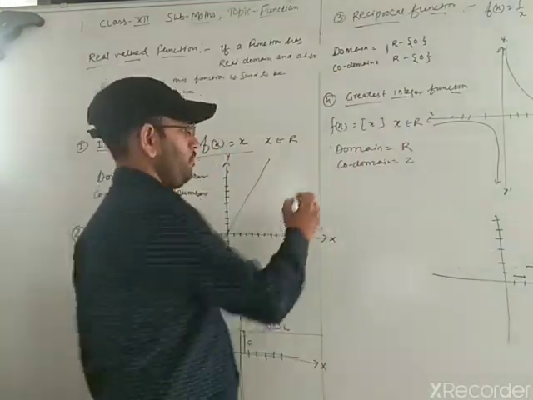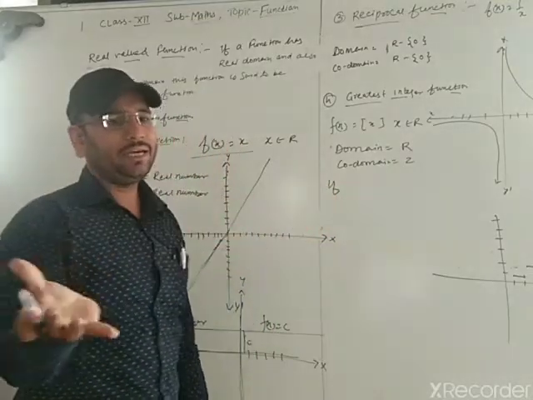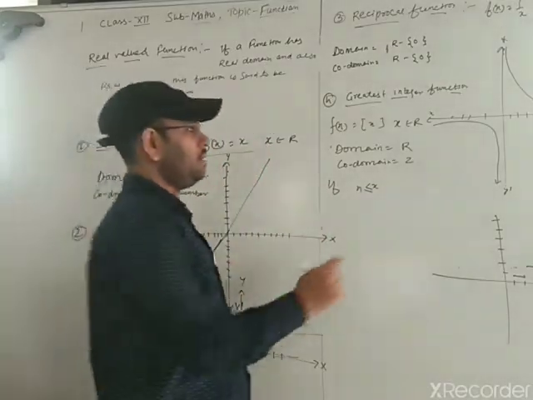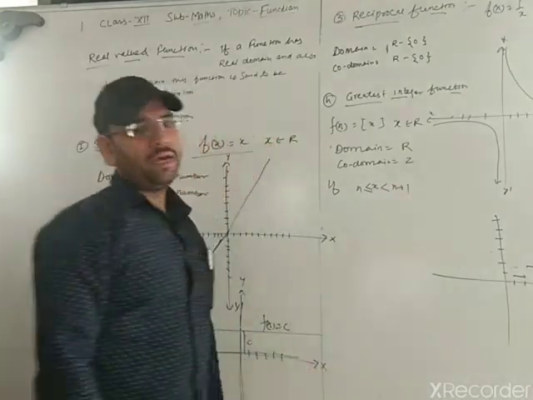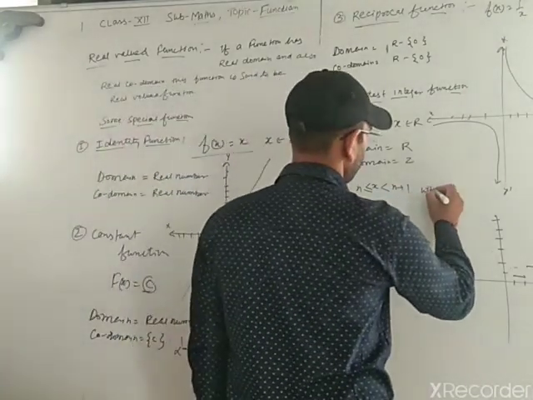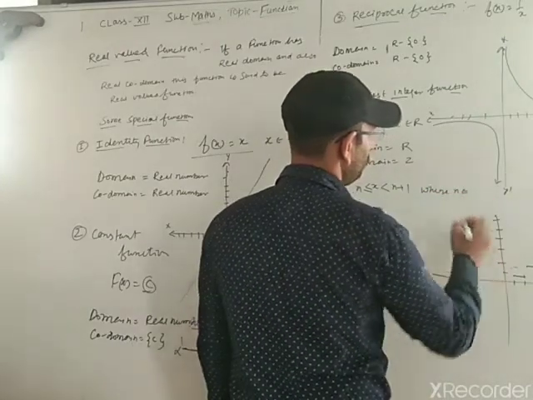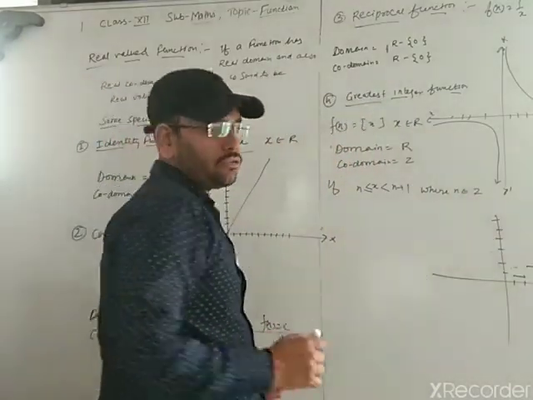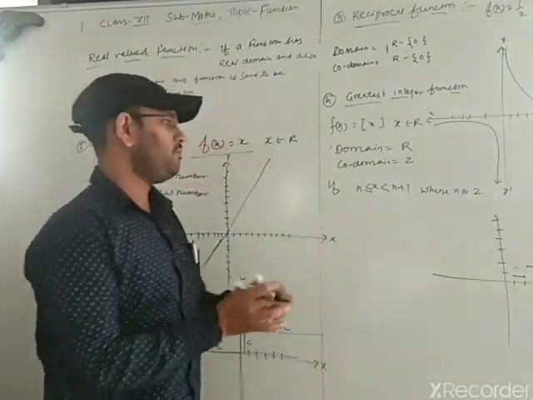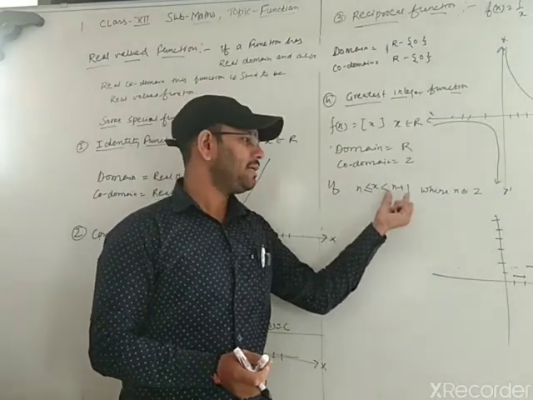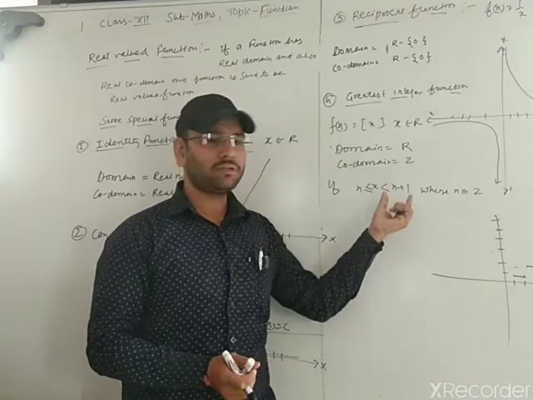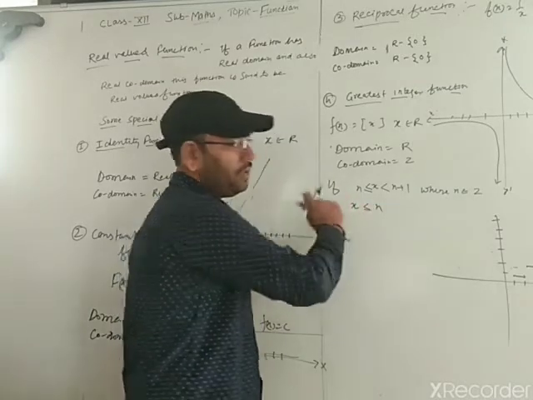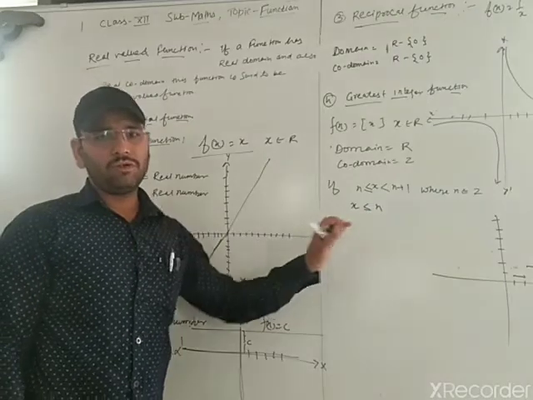Clear? If you have given any value of x, where x is greater than or equal to n but less than n plus 1, and n is any integer, clear? Then the result is n.